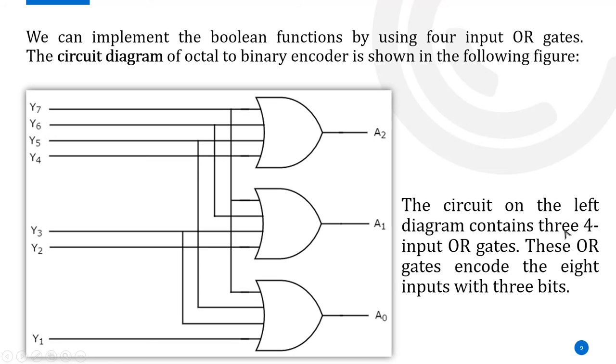So the circuit in the left diagram contains 4 input OR gates. These OR gates encode the 8 inputs with 3 bits. Yes, 8 inputs with 3 bits. So it is shown there.